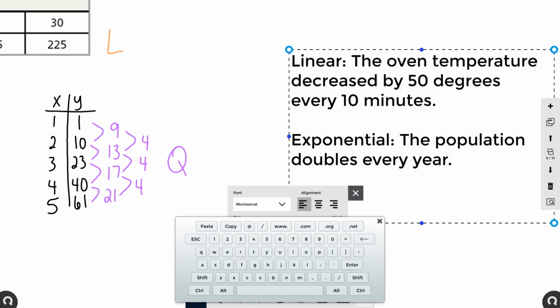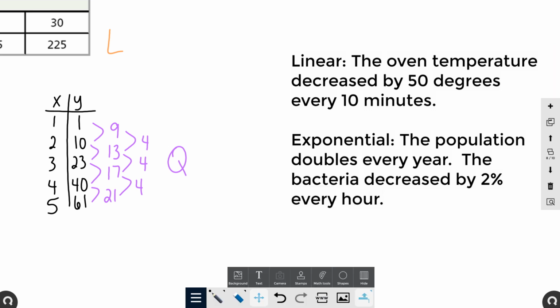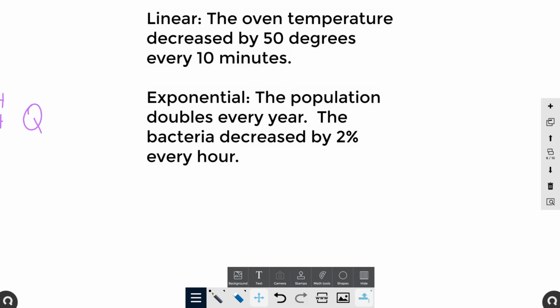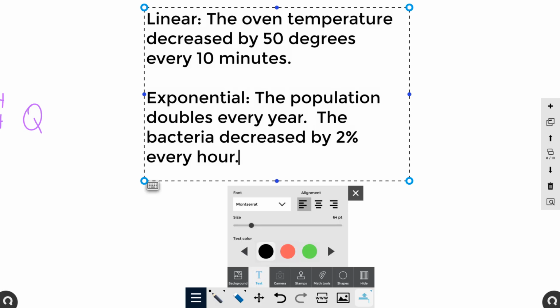So besides saying doubling each year, you could say the bacteria decreased by 2% every hour. I'm getting in the middle of that one there, so I'll move this up. But anything with exponential that talks about how the graph doubles, like multiplying or divides or by percentage, that's going to mean exponential.